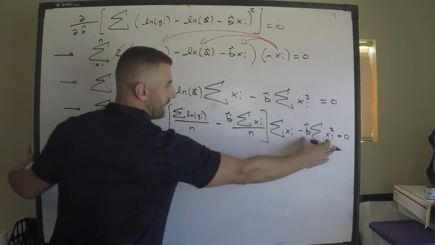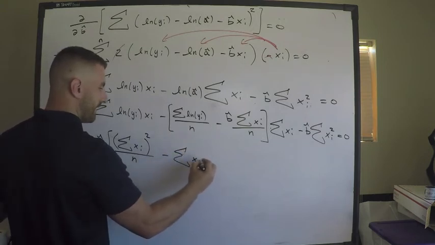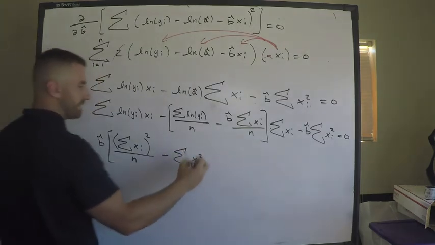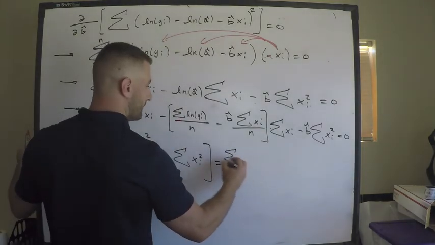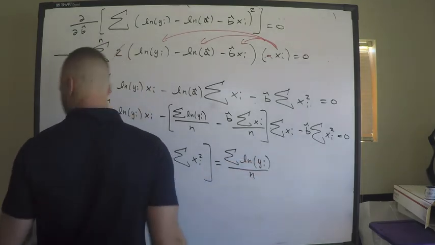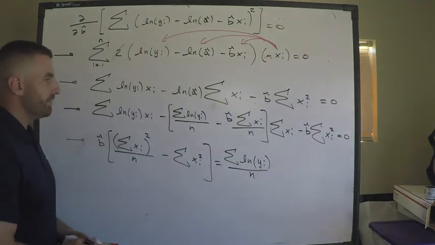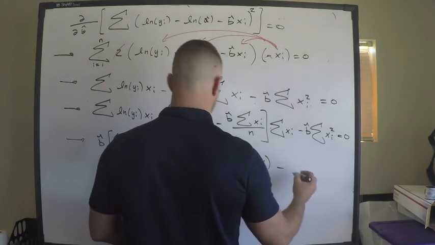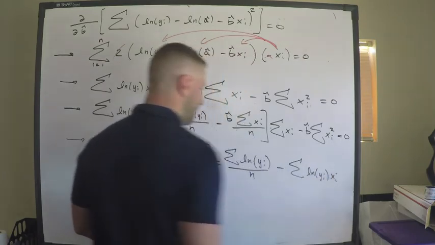Now I want to bring this guy in here. So this is going to be actually minus the sum of xi squared. Here the square is inside, just applied to the xi. What's on the right hand side? Well, let's bring this guy over. So this is going to be the sum of ln yi over n. And let's bring this one over to the right hand side as well. So minus the sum of ln yi xi.